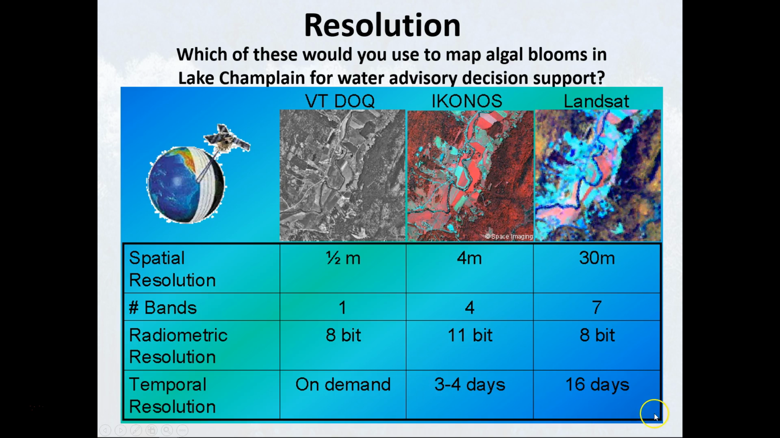I think what concerns me the most would be the temporal resolution. So Landsat image every 16 days, perhaps the algal bloom is relatively short-lived, or cloud cover affects our Landsat imagery over the summer, and thus we're really stuck between a rock and a hard place in terms of being able to tell changes over time. So I would lean towards using the Ikonos here with the 3 to 4 day return interval.